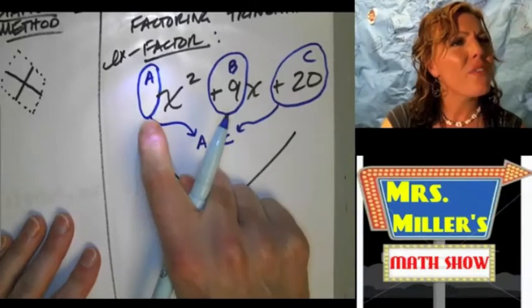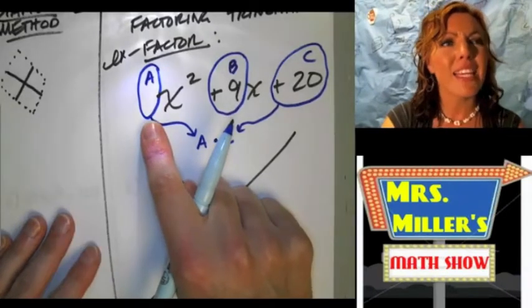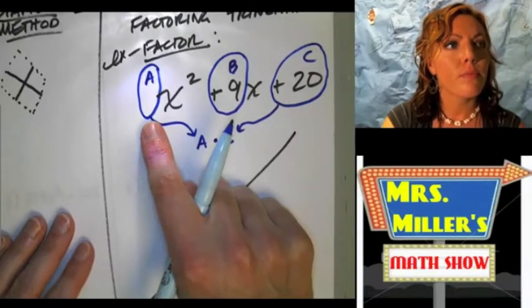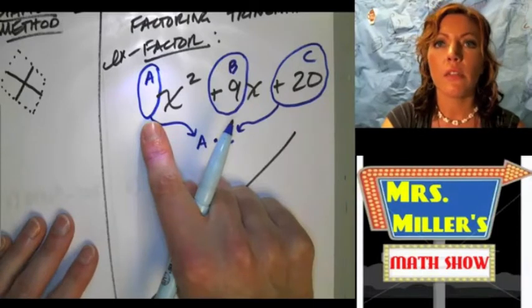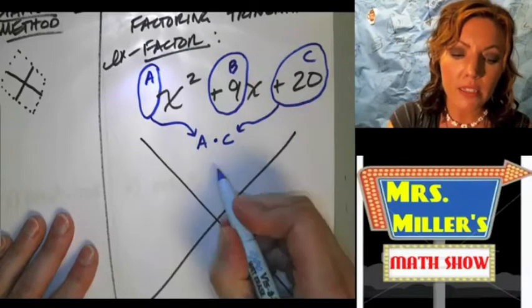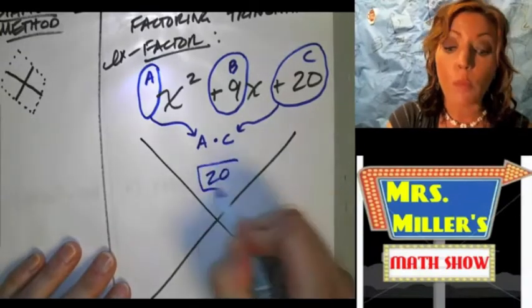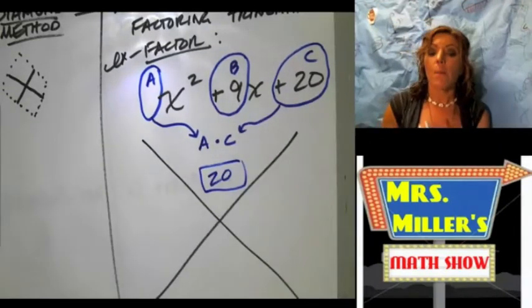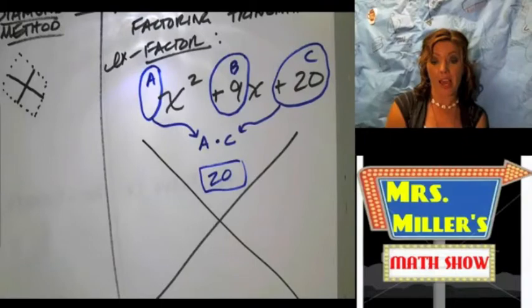So what's in front of the x squared? Is there anything there? No, that means there's an invisible 1. 1 times 20 is 20x squared. 20. We don't want to put the x squared, but just the coefficients, okay?